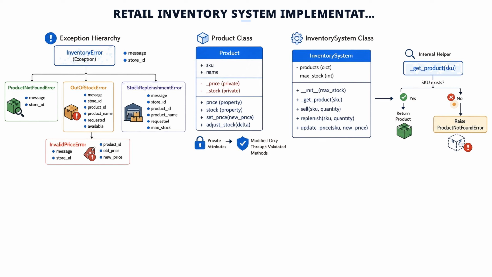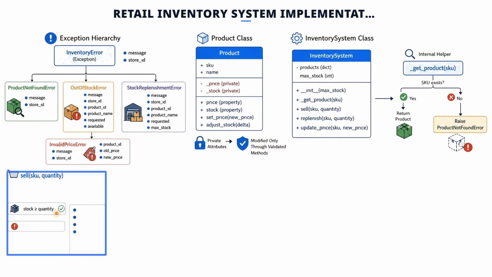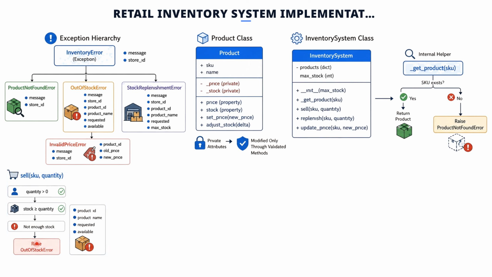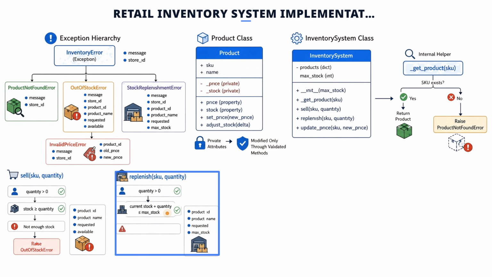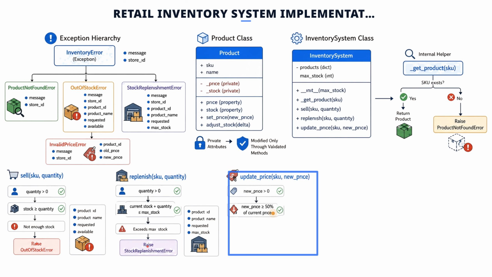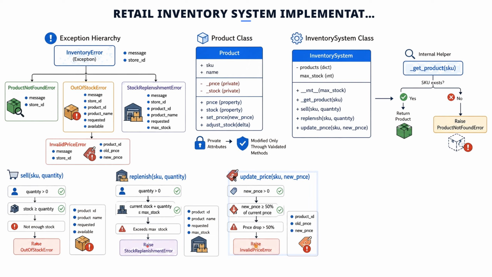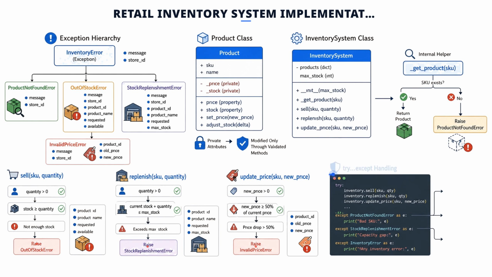Let's look at those functional methods below. The sell method performs necessary logic checks. It ensures the quantity is positive and verifies that enough stock is available. If stock is insufficient, it raises the out-of-stock error with full context. Similarly, the replenish method checks if adding stock would exceed the warehouse's maximum limit, raising a stock replenishment error if it does. Finally, the update price method enforces business rules, preventing accidental price drops of more than 50% by raising an InvalidPriceError. When testing these execution paths, the use of try-except blocks allows the system to handle failures gracefully.